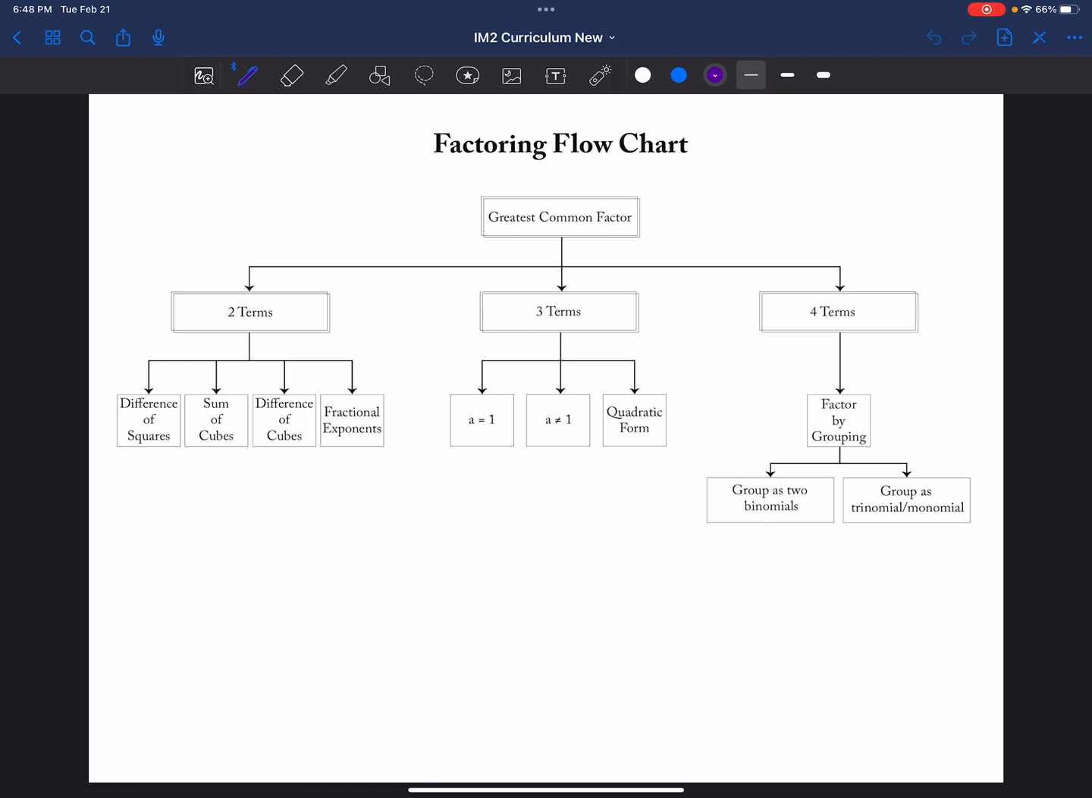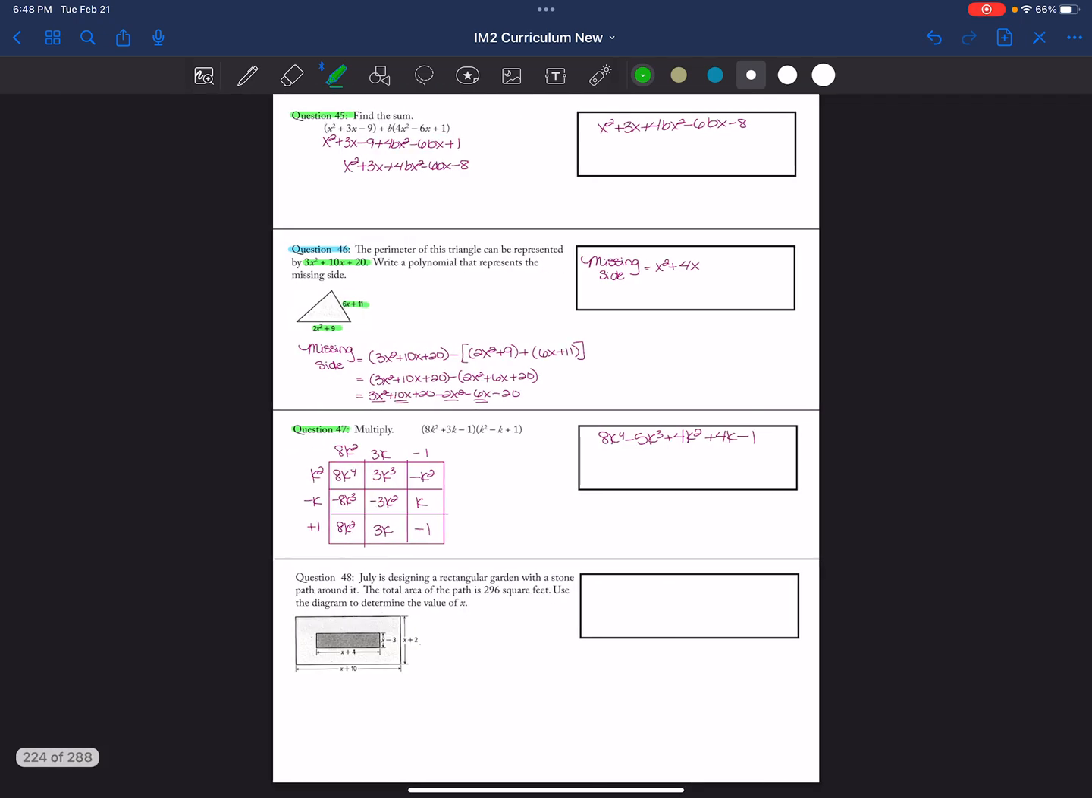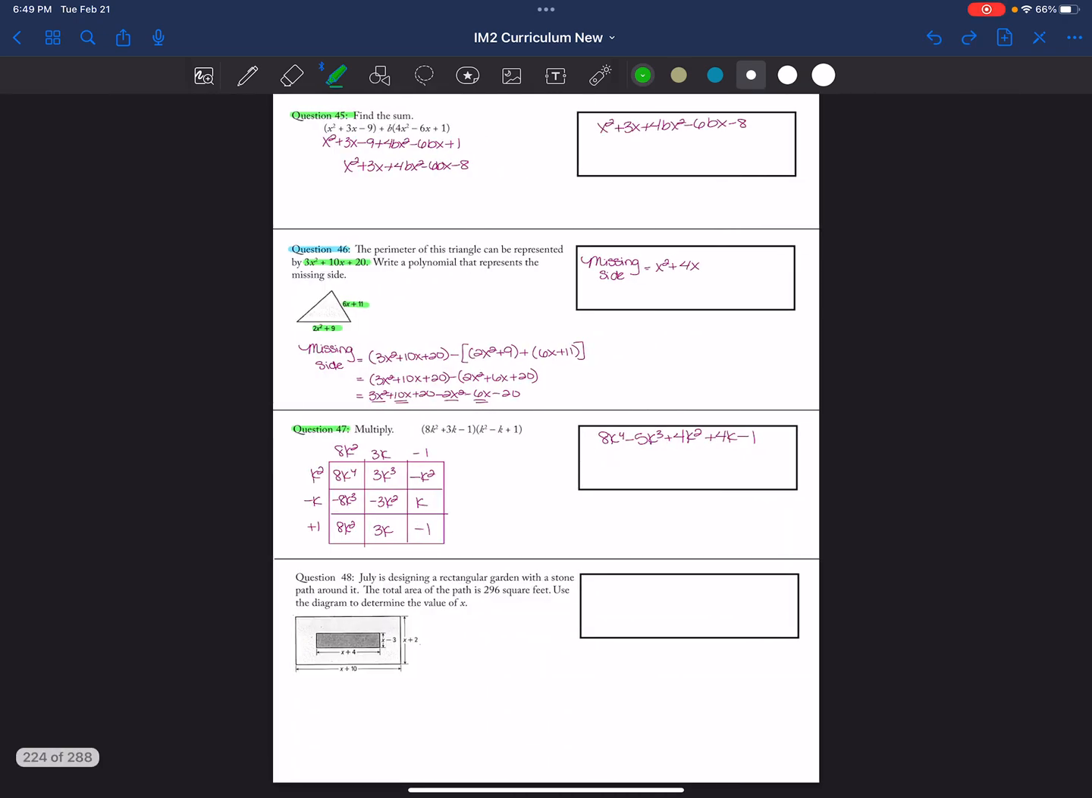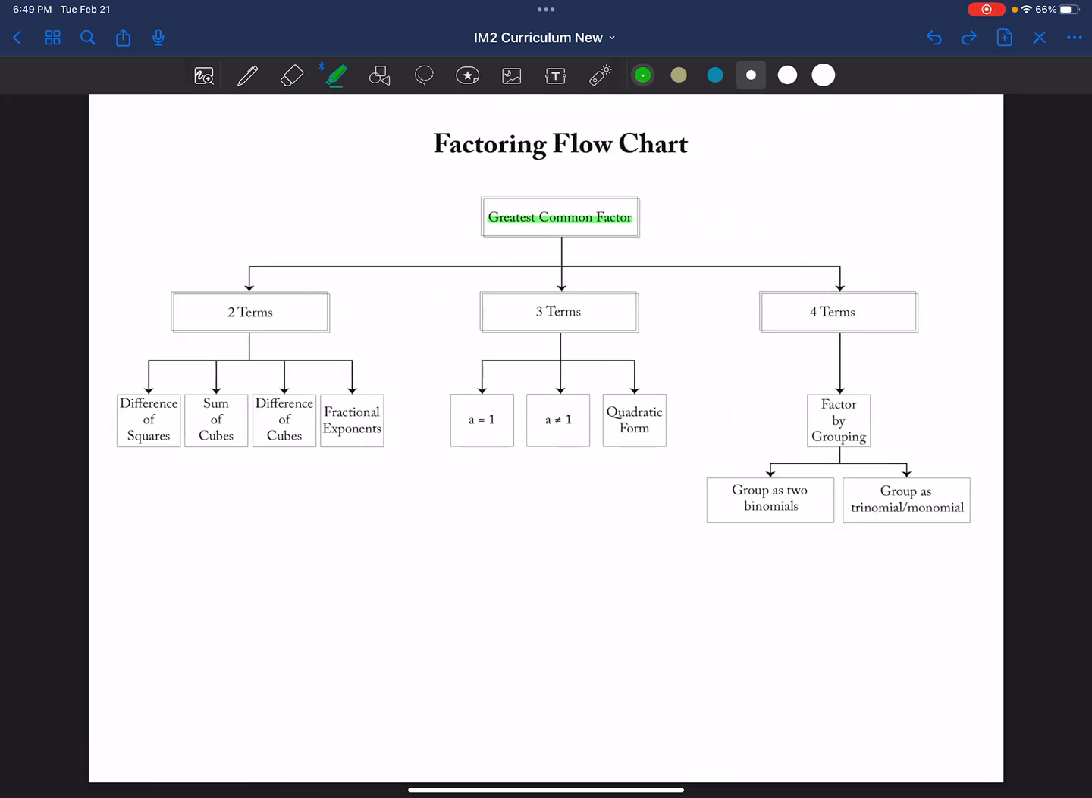So the first thing whenever you try to factor is you're going to look for a greatest common factor. That's the first thing you're going to look for. So if I go backwards a little bit here, this question was all divisible by 3. So the first thing I'm going to do is factor out 3. Once I do that, my flow chart then says, do I have 2 terms, 3 terms, or 4 terms? So if I have 4 terms, this is like that first objective.